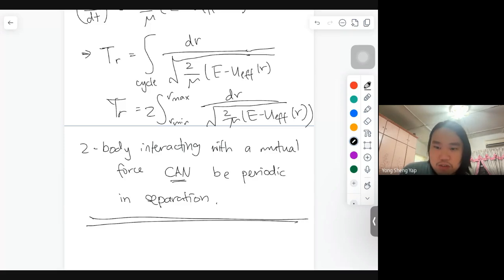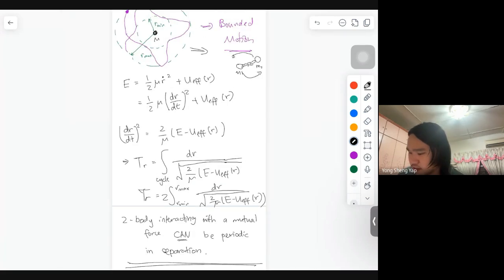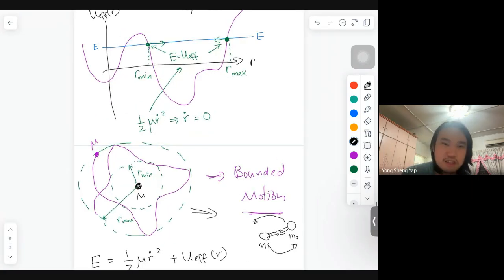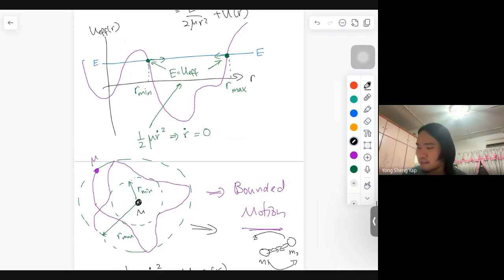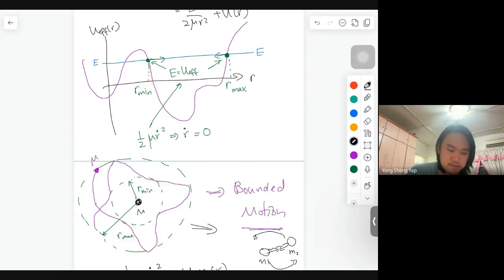Are there any questions up to now about the big picture, that there's some bounded motion that can happen if the effective potential looks like this? Any questions? No. Okay. Let's move on.